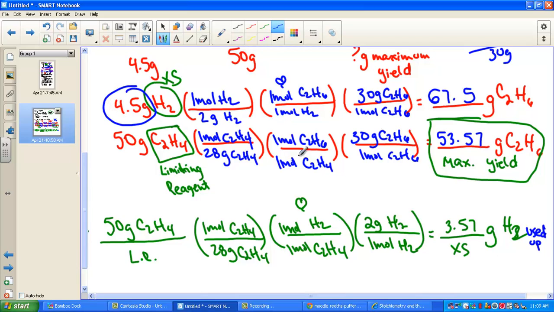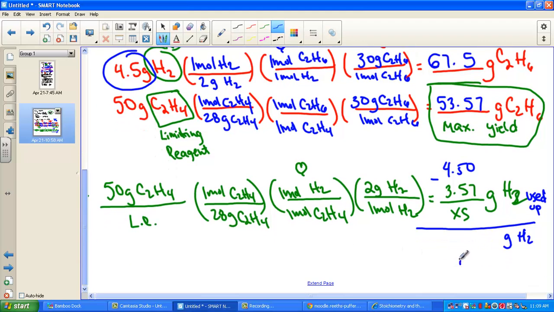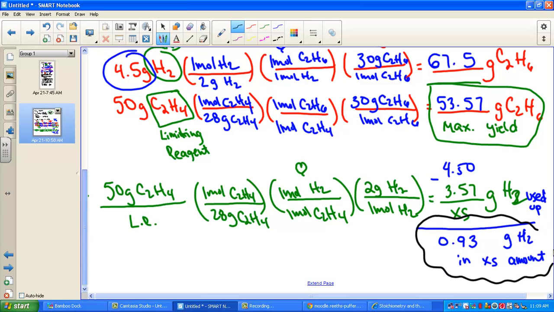Notice how we started with 4.5 grams. I'd like to know how many grams of hydrogen were left over in excess amounts. So I just have to subtract 4.5 minus 3.57 and about 0.93, I'll say 0.93 grams of hydrogen were in leftover excess amounts. And this is our answer to part C.